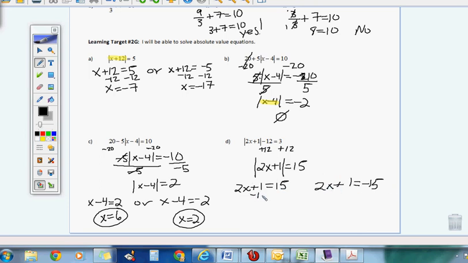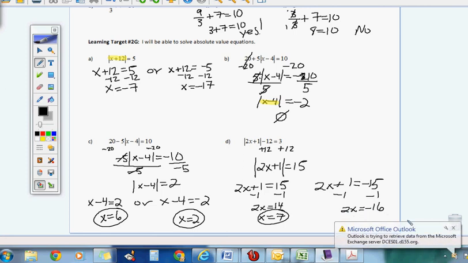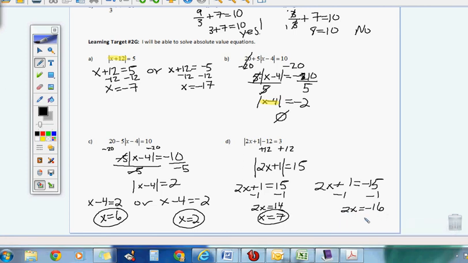So I subtract 1 from both sides. 2x is equal to 14, and then x is equal to 7. That's one answer. And then over here, -1 minus 1, 2x is equal to -16. Divide both sides by 2, and you get x equals -8. And those are the two answers there.